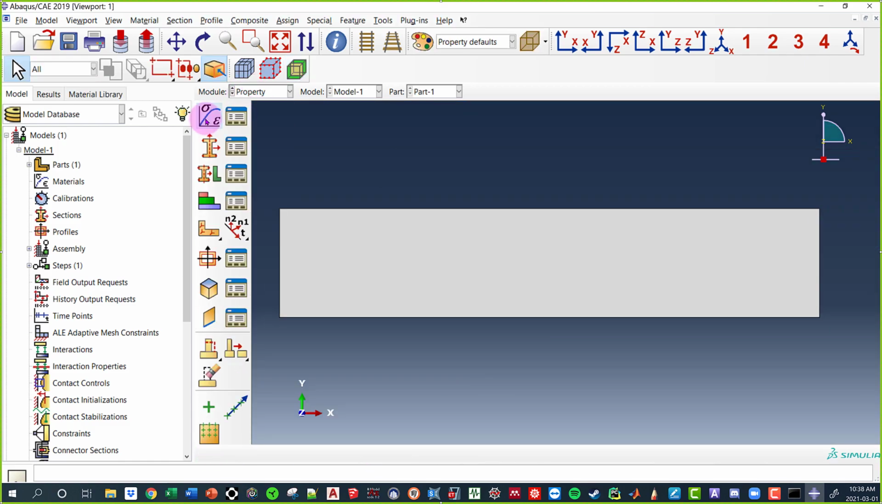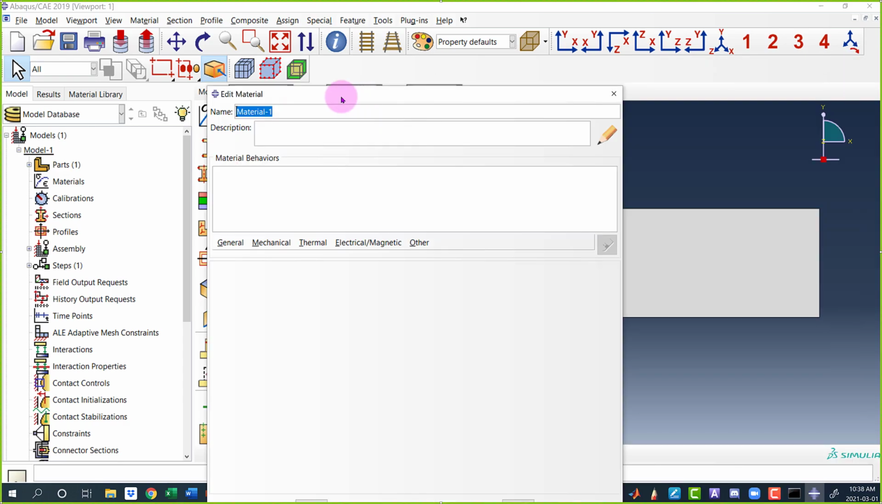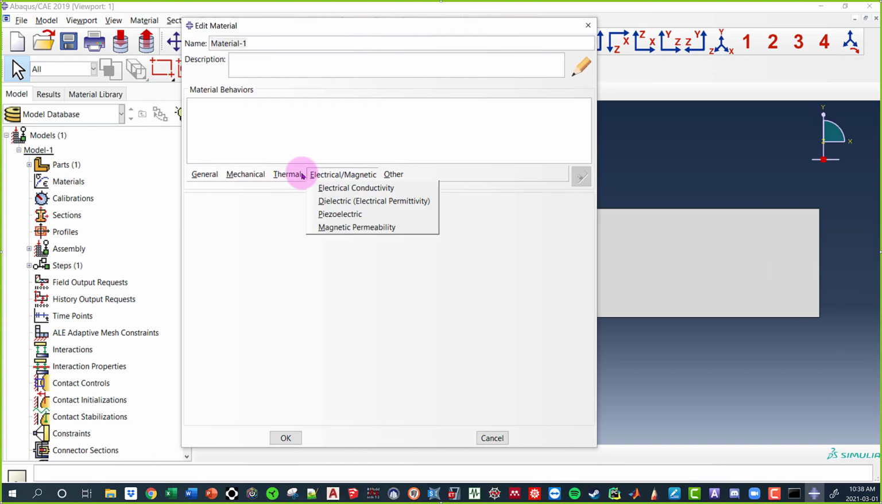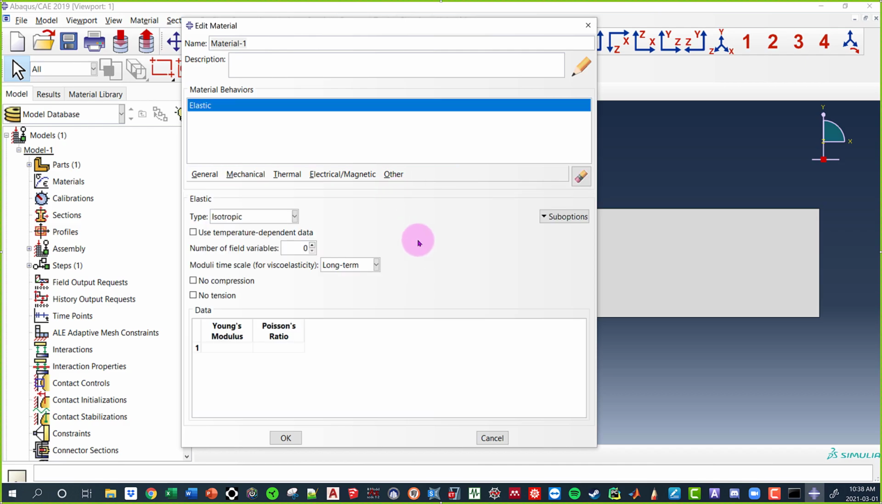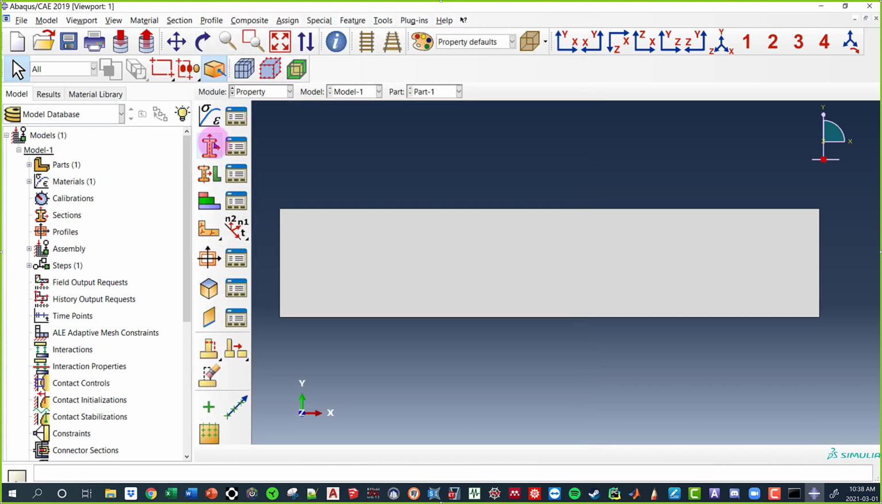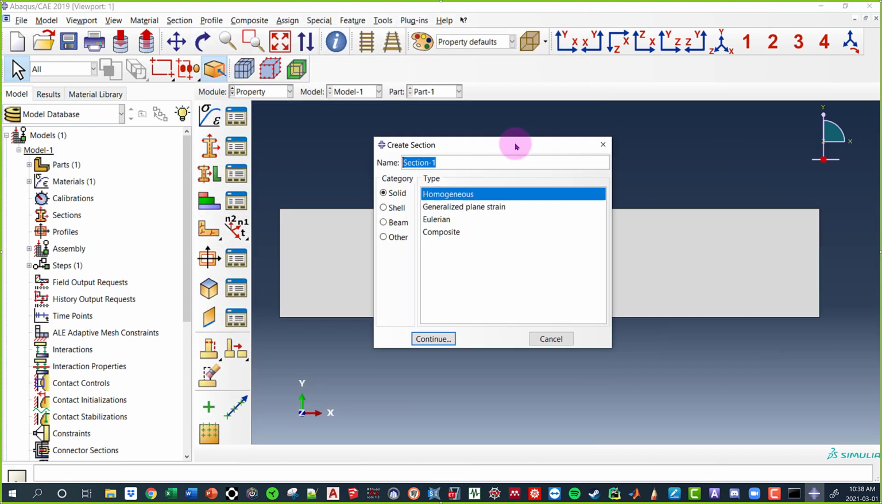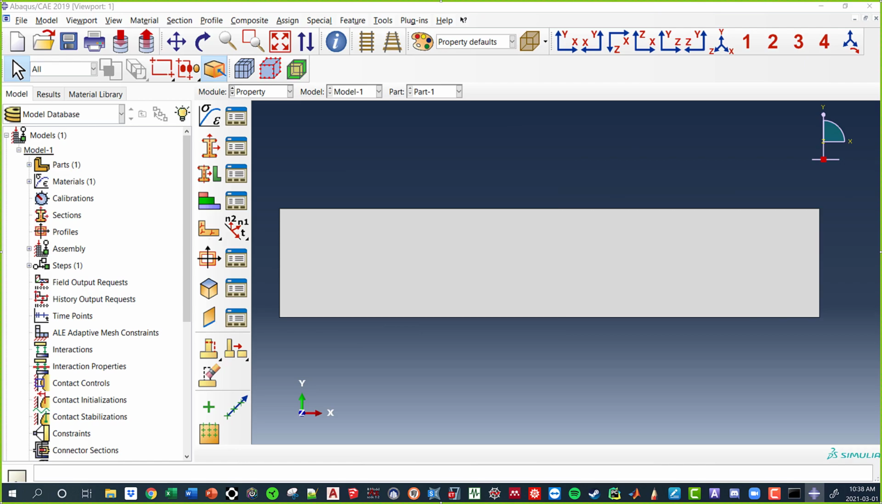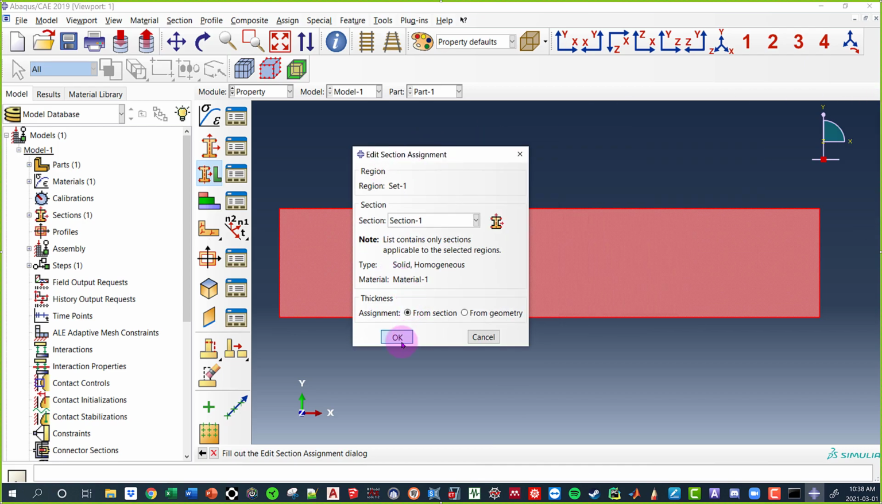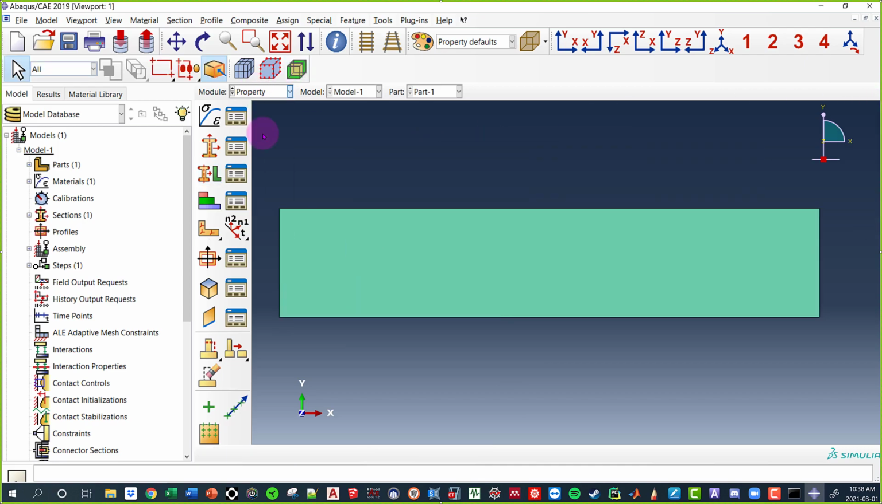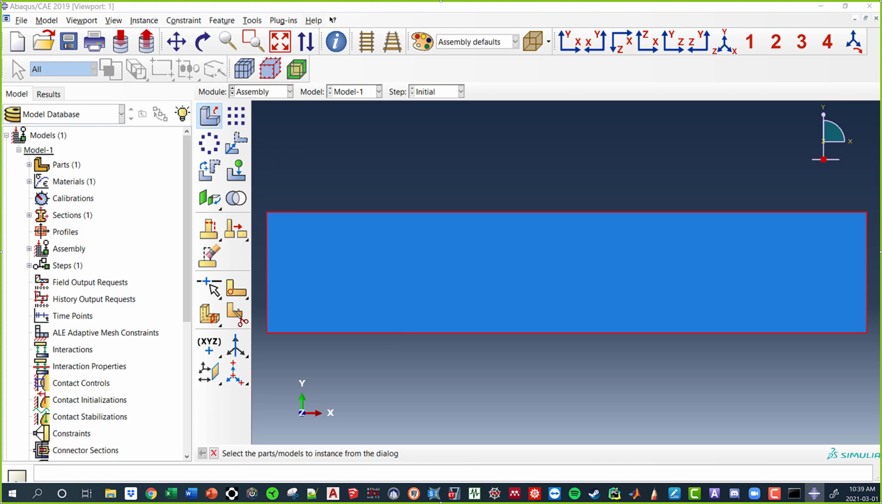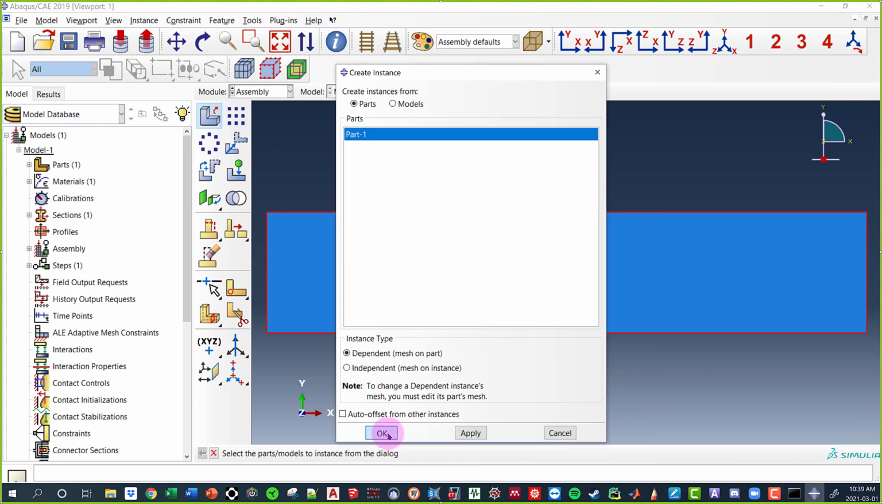We're going to go to properties. I'll put this over here too. We're just going to keep it elastic for now. Again, we're going to keep it the exact same as the example. So I think this was like 10,000, 0.3. Create a section. Everything's popping up on the other screen, so I got to drag it over. Assign the section to the beam. Again, I'm going really fast throughout this because you guys are smart. I'm going to bring it into our assembly tab, just like this.